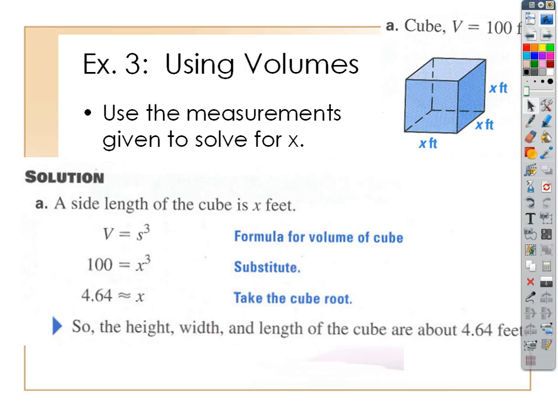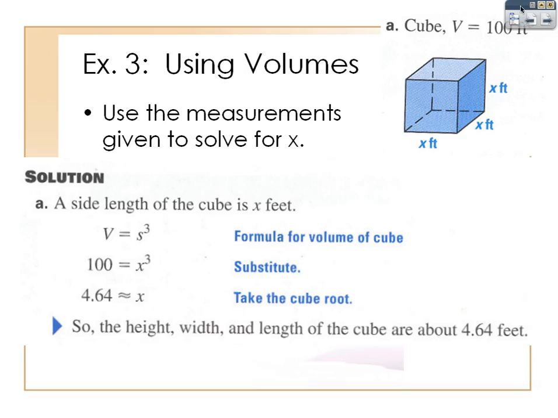Okay, one last one. And then we'll finish up that video. Use the measurements given to solve for x. Now this time, what if we know we've got a cube with a volume of 100 cubic feet, and we want to solve for the length of a side of the cube? We can plug what we know into our formula. So we know that V equals S cubed, side length cubed. We know the volume is 100, so we just have to solve for x then.